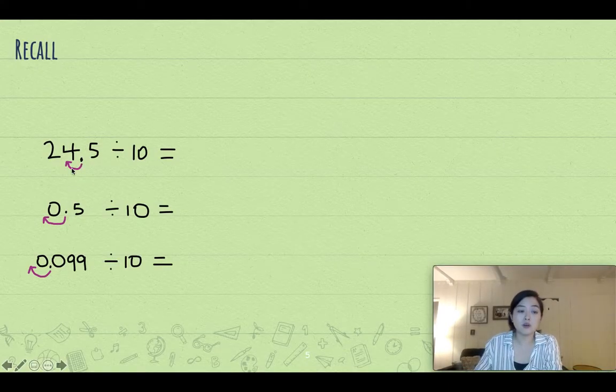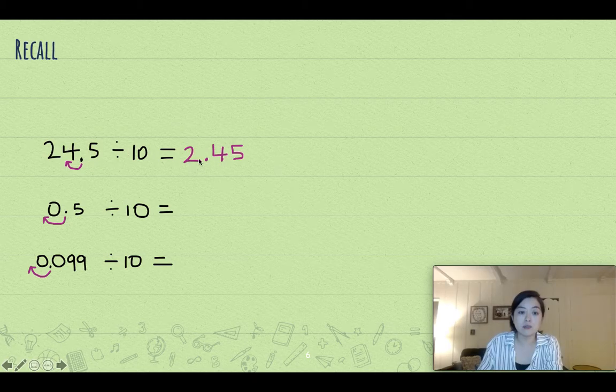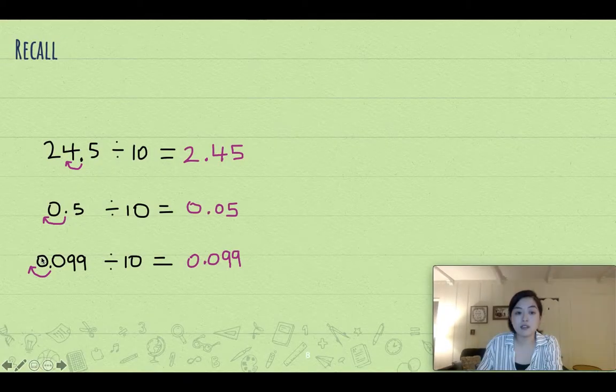Okay, so let's move that to the left one place, move that to the left one place, and move this to the left one place. Where my arrow points towards, that's where the new decimal point will be. So for 24.5 divided by 10, my new decimal point will be between the 2 and the 4. So that'll be 2.45. And for my 0.5, my decimal point will come right before the 0. So that'll be 0.05. And for 0.099 divided by 10, my decimal point will come before this first 0 here. So it'll be 0.